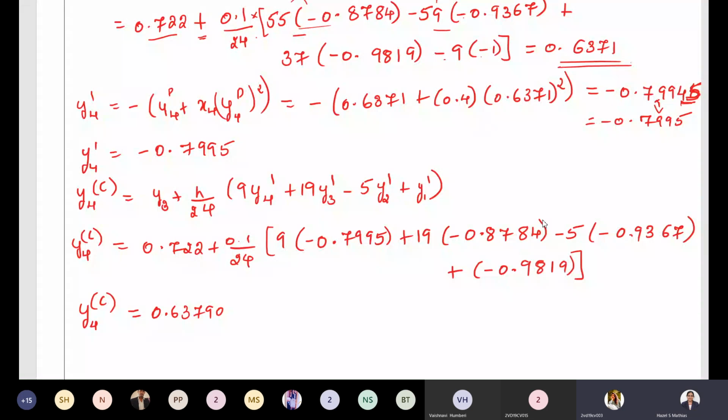0.6478. You need to check this again. This is not closer to your predicted value. This is not correct. Do it again. Yes, ma'am.